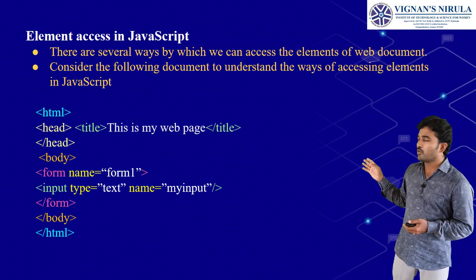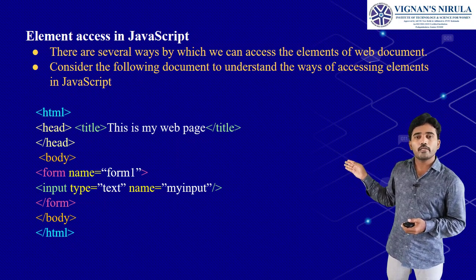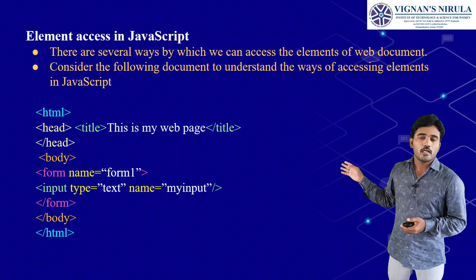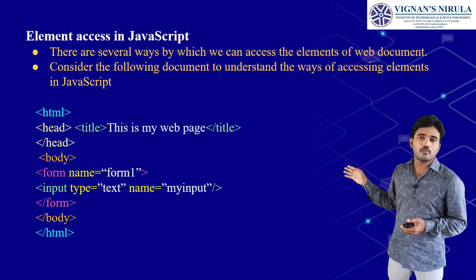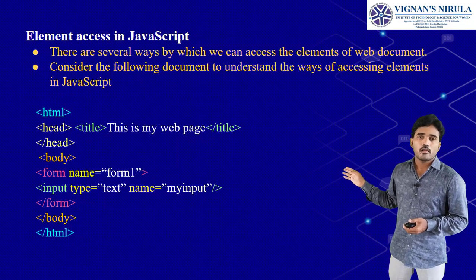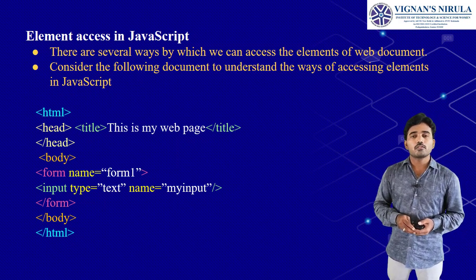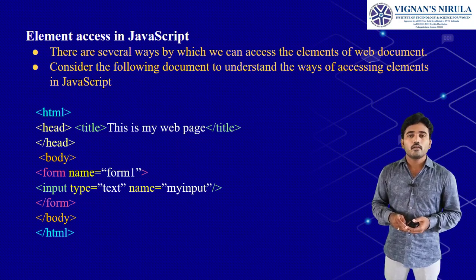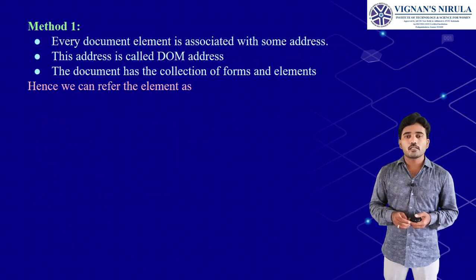First, let us discuss the example here. In this example, inside the body we have used a form element whose name is form1, and inside the form we have used an input element whose type is text, that is a text box, whose name is my input. Thereafter we close the form, the body, and the HTML. Now we will discuss how to access the input element.